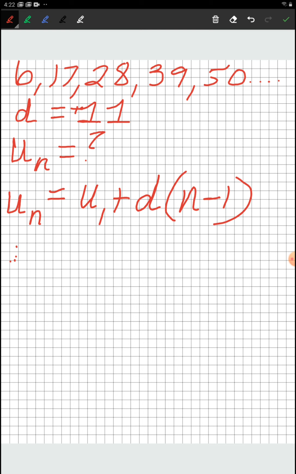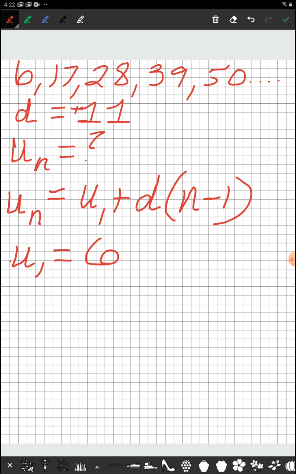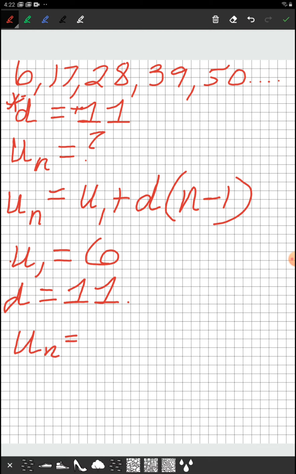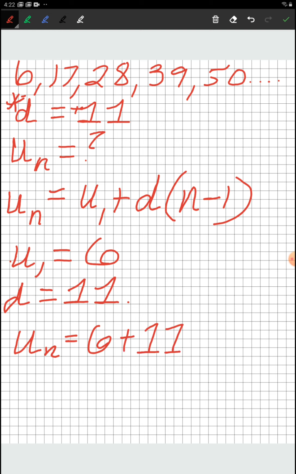Do I know what the first term is? Yes, I do. It's 6. And I know what the common difference is, which is 11. It doesn't say, oh, I want the 20th term. So we don't know what n is. We're just writing a general term. So U sub n is 6, following the formula, plus 11 parentheses n minus 1.